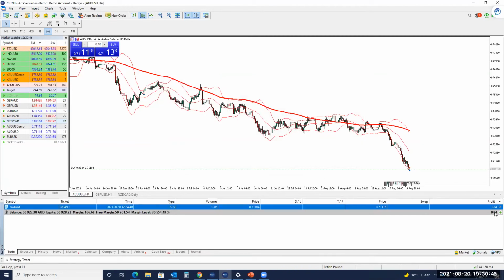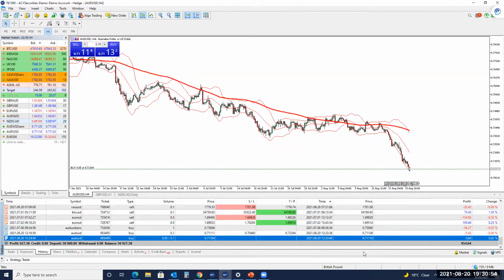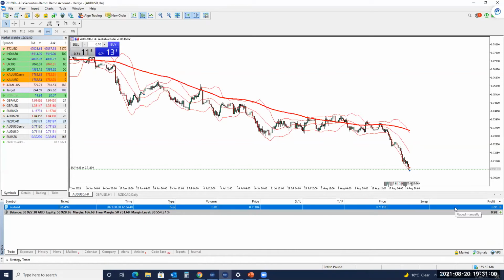Once I click that, we can see the trade size has been halved and our profit has also been halved. If we take a look in our history, we can see that we've captured half of the profits on that trade. And then we have the flexibility to allow the other half to run out.